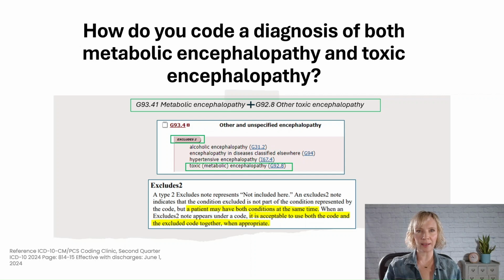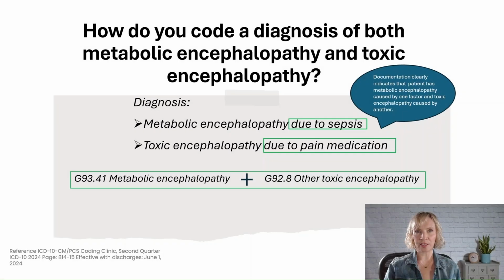According to the Coding Clinic, the Excludes 1 note found at subcategory G93.4, Other and Unspecified Encephalopathy, allows the reporting of code G93.41 along with code G92.8 when appropriate. Therefore, when the physician has clearly documented both conditions, with metabolic encephalopathy being caused by one factor and toxic encephalopathy being caused by another, it is appropriate to report both codes in order to completely capture the patient's condition.